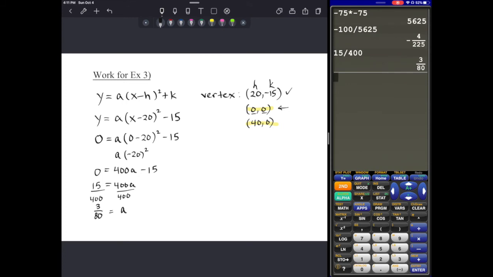All right, so what does that do for us? Well, now that we know a, y is equal to 3/80ths times the quantity of x. Now, if we had our vertex at 20, negative 15, we need to do minus 20 squared minus 15. And that is the answer. Let's move on to the last one.